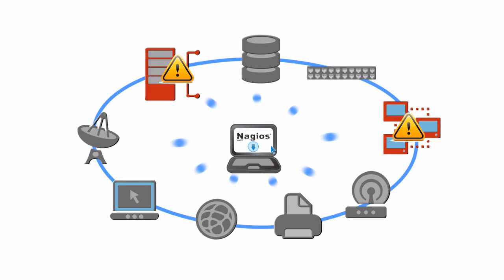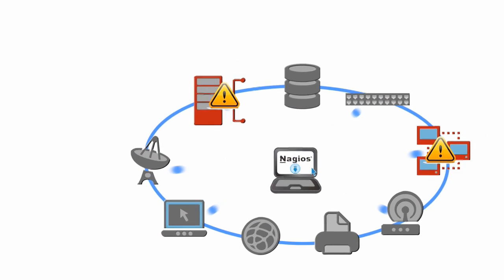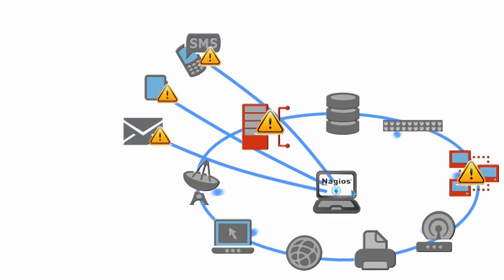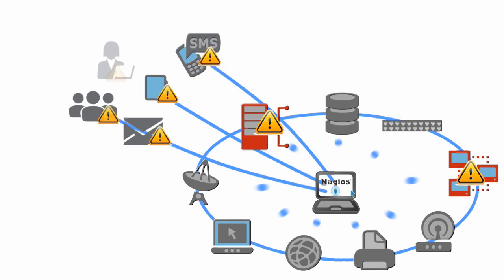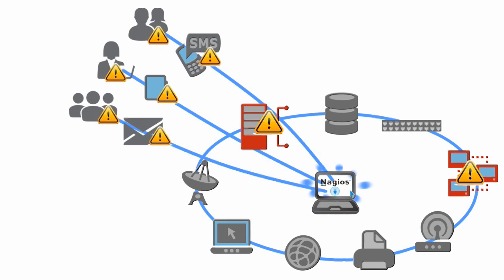When there's trouble, Nagios alerts you to the problem immediately via email, pager, or text message. If you're not available, alerts can be escalated to other team members so little issues don't become bigger.